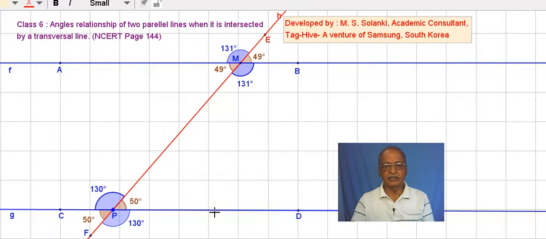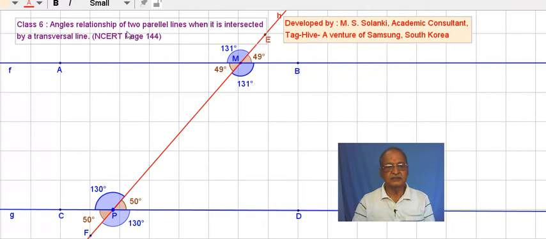AB and CD are two parallel lines, intersected at F and G, and the transversal line EF is denoted by small h. These two lines are parallel, and this is a transversal line. A line which intersects both the parallel lines is a transversal line. Parallel lines means the distance between them is always equal, or they never meet each other. In simple words, we can say that.